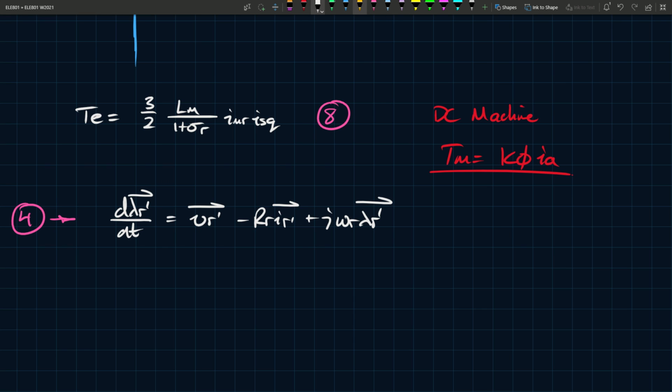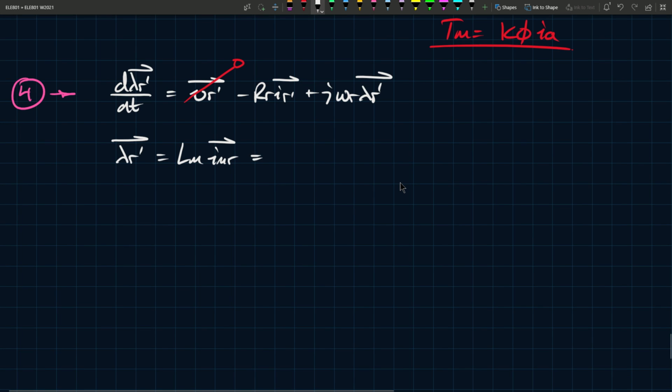Right? And so we're going to assume that we're using a squirrel cage motor. In a squirrel cage motor, you have VR as 0 by nature of the way that it's connected. And you know that lambda r prime is equal to LM IMR. We established this at the beginning. And this, therefore, is equal to LM IMR e to the j rho. And this is the angle, I guess you can say, of lambda r prime.